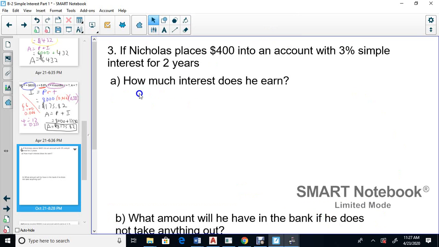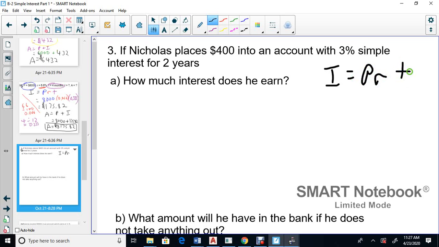Okay, we'll start off with the first part. So we're going to use I equals PRT. This time I'm going to label all the items at the start. So I'm going to put all the labels. I know it's our equation. I'll just put it on the side here so I can see it. I equals PRT. I'm just going to put it right there.